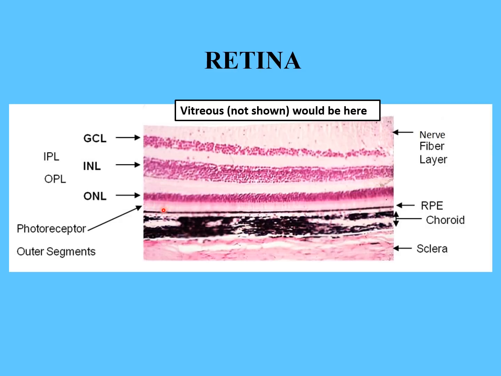And just adjacent to the photoreceptors, we see the retinal pigment epithelium. And just outside the retinal pigment epithelium, we see the choroid, which is the highly vascular tissue to supply the outer portion of the retina. And then outside the choroid, we see the sclera, which provides the firm support for the eye.